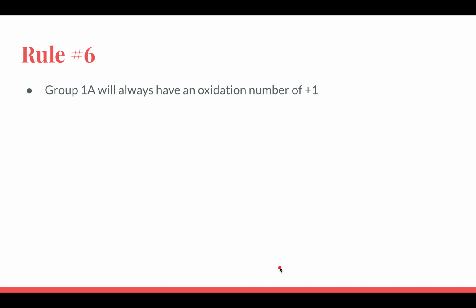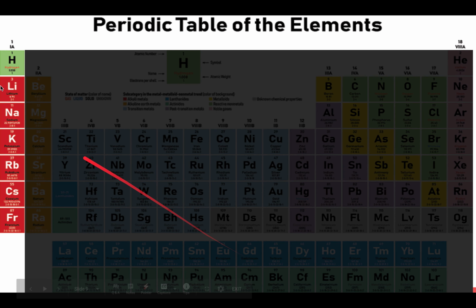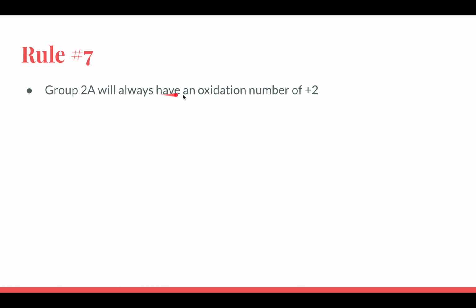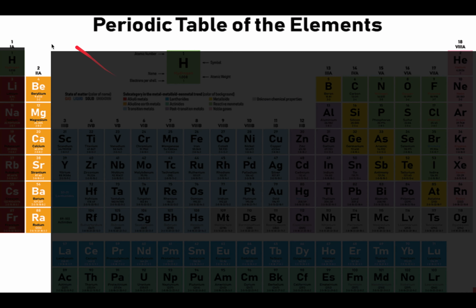Rule number 6, Group 1A will always have an oxidation number of +1, as shown in this column, first column, +1. Rule number 7. Group 2A will always have an oxidation number of +2, as shown in column 2. This will always have a +2.